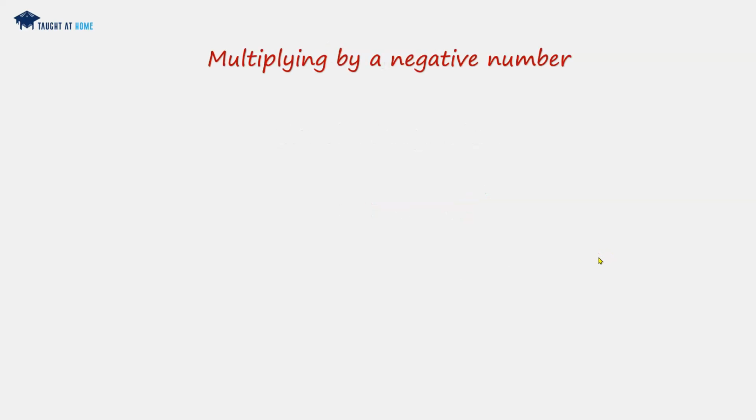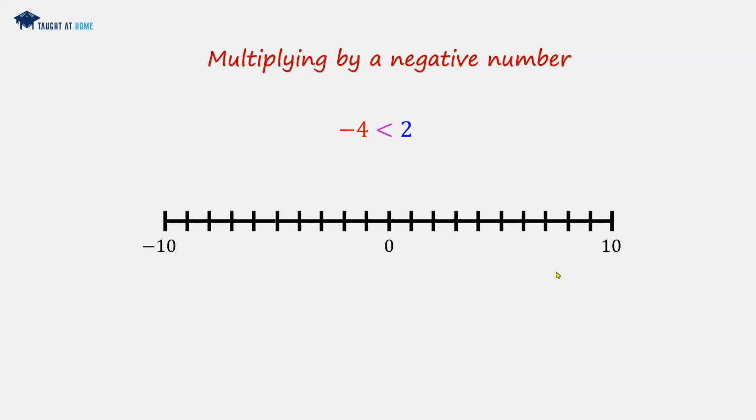Let's look at multiplying by a negative number. So -4 is less than 2, and if we put these onto the number line, we can see -4 and 2 are here. Of course, -4 is less than 2. And now if we were to multiply both sides by -2, -2 times -4 is +8, so we can move this -4 over here to +8. 2 times -2 is -4, and we can move this 2 to the -4.